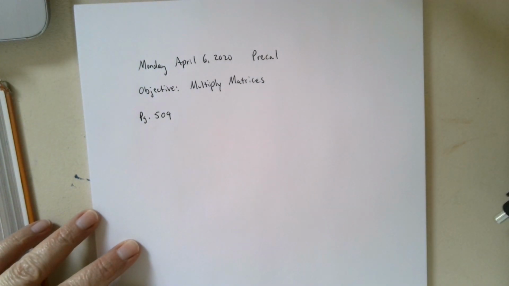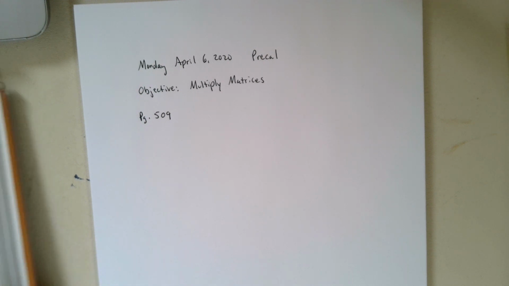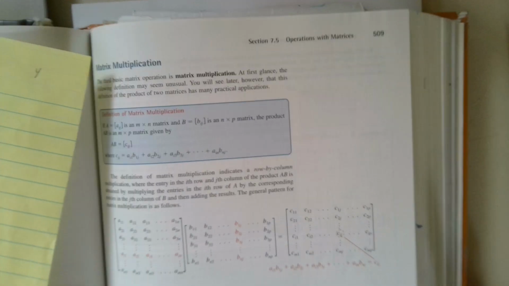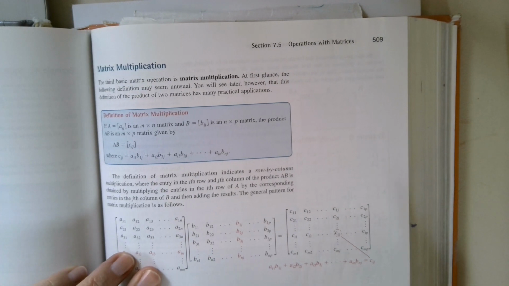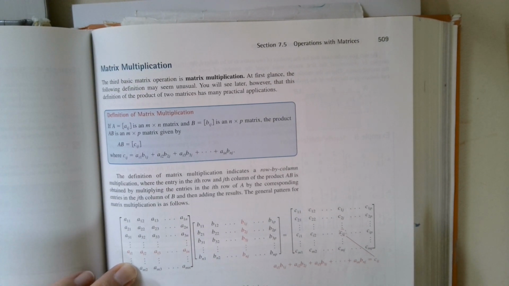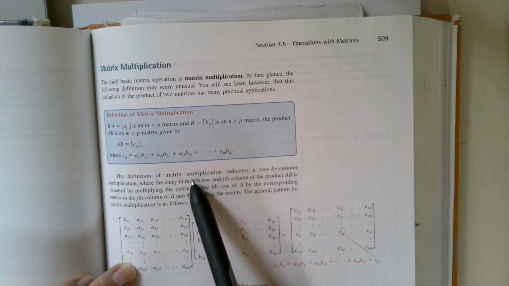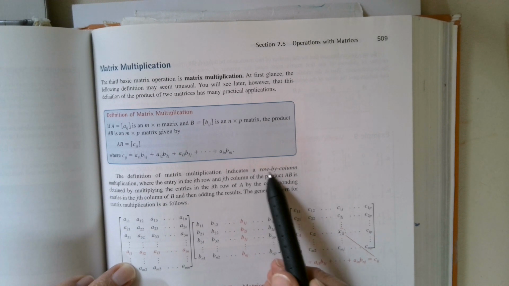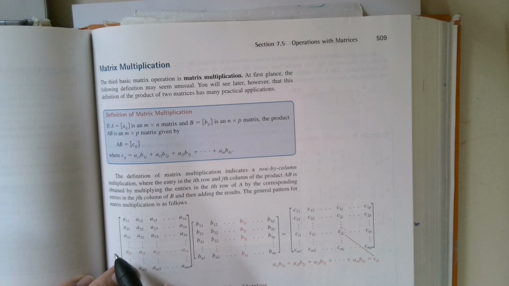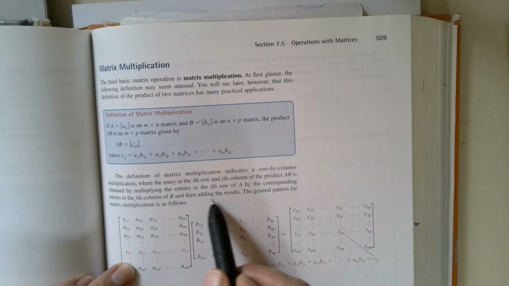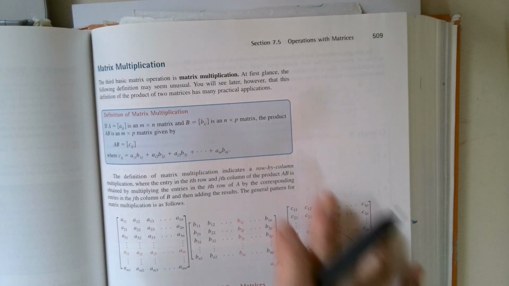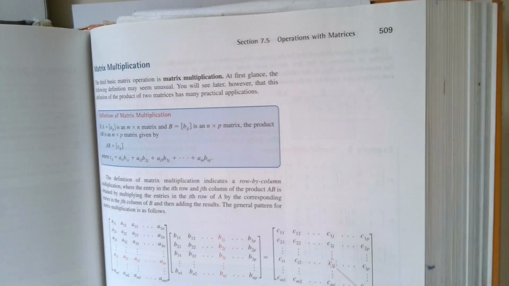Right now, you need to have your books open to page 509. And when you get there, you are going to see a bunch of words. And it says the third basic matrix operation is matrix multiplication. And if you read through there, it sounds rather complicated. What I want to focus on is that matrix multiplication has to do with row by column multiplication. And it talks about adding the results. And so if you just look at this, it looks very kind of confusing and complicated.